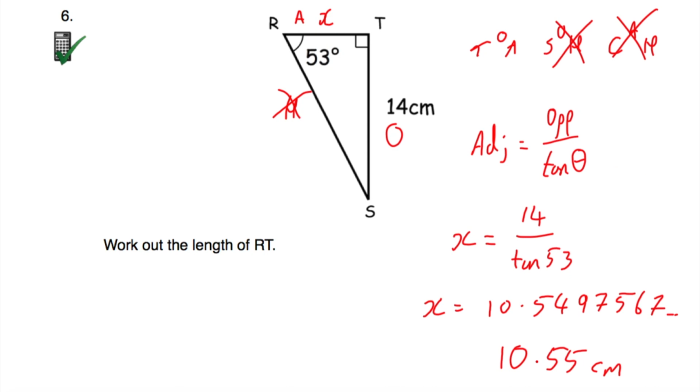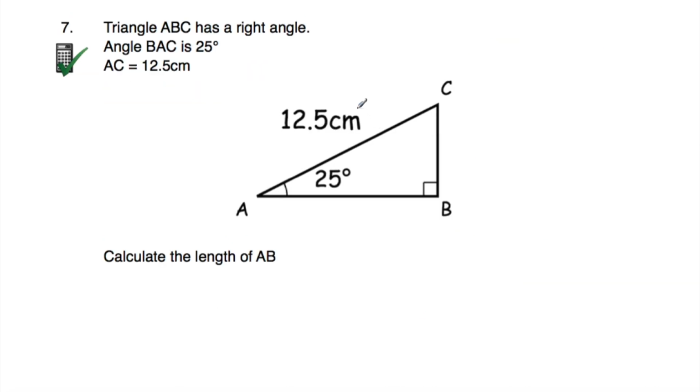And that's it. Okay, let's have a look at our next question, question number 7. So question number 7, we've been given triangle ABC, and it's a right angle triangle, and we're told the angle BAC is 25 degrees, and we've been asked to calculate the length of AB, so that's that length there, AB, and let's call it X.